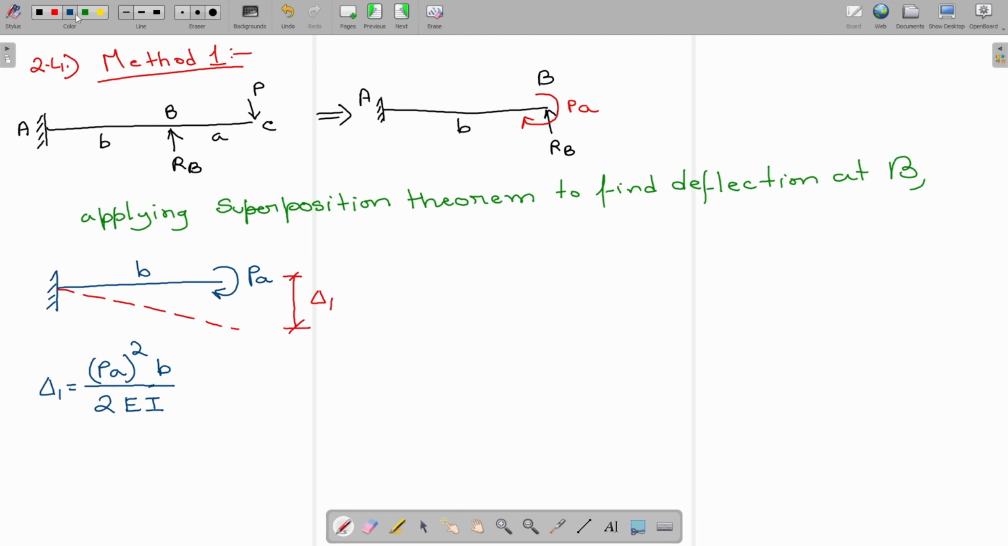This is one deflection. Now for the second case, we are going to consider the same beam. Now what we are doing is taking the action of forces only. This is the force RB.